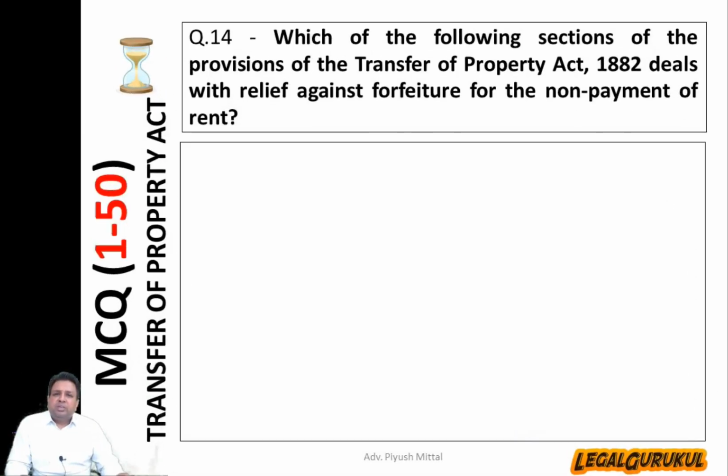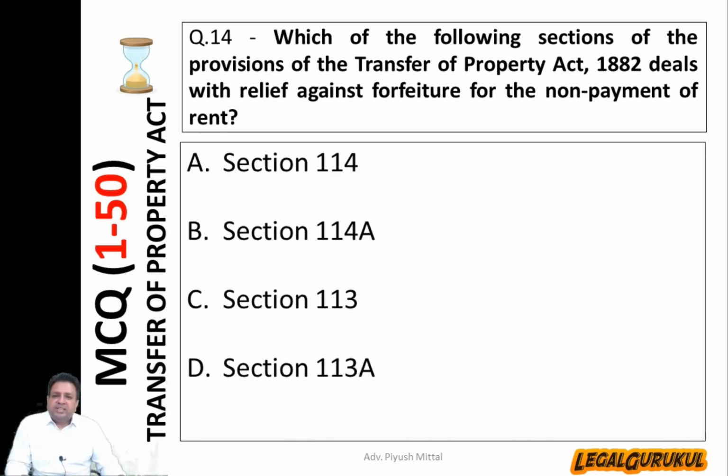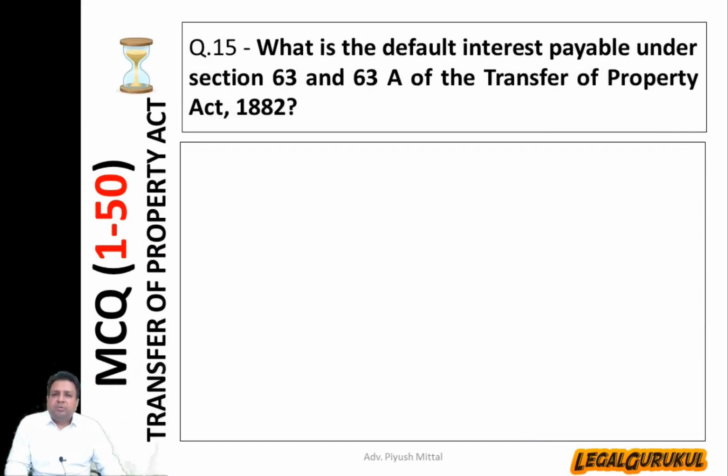Question number 14. Which of the following sections of the Transfer of Property Act 1882 deals with relief against forfeiture for the non-payment of rent? Option A. Section 114. Option B. Section 114A. Option C. Section 113. Option D. Section 113A. And the correct answer is option A. Section 114.